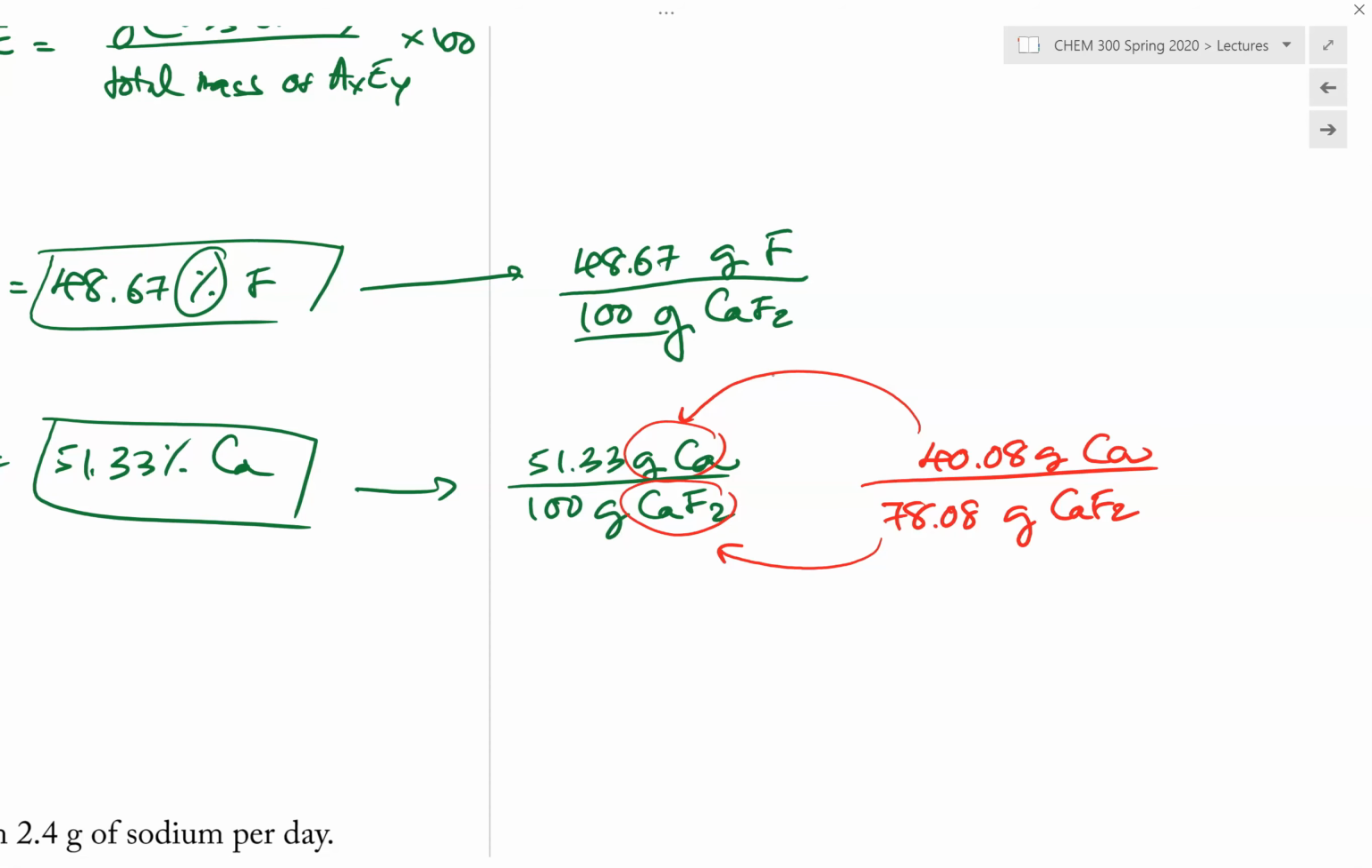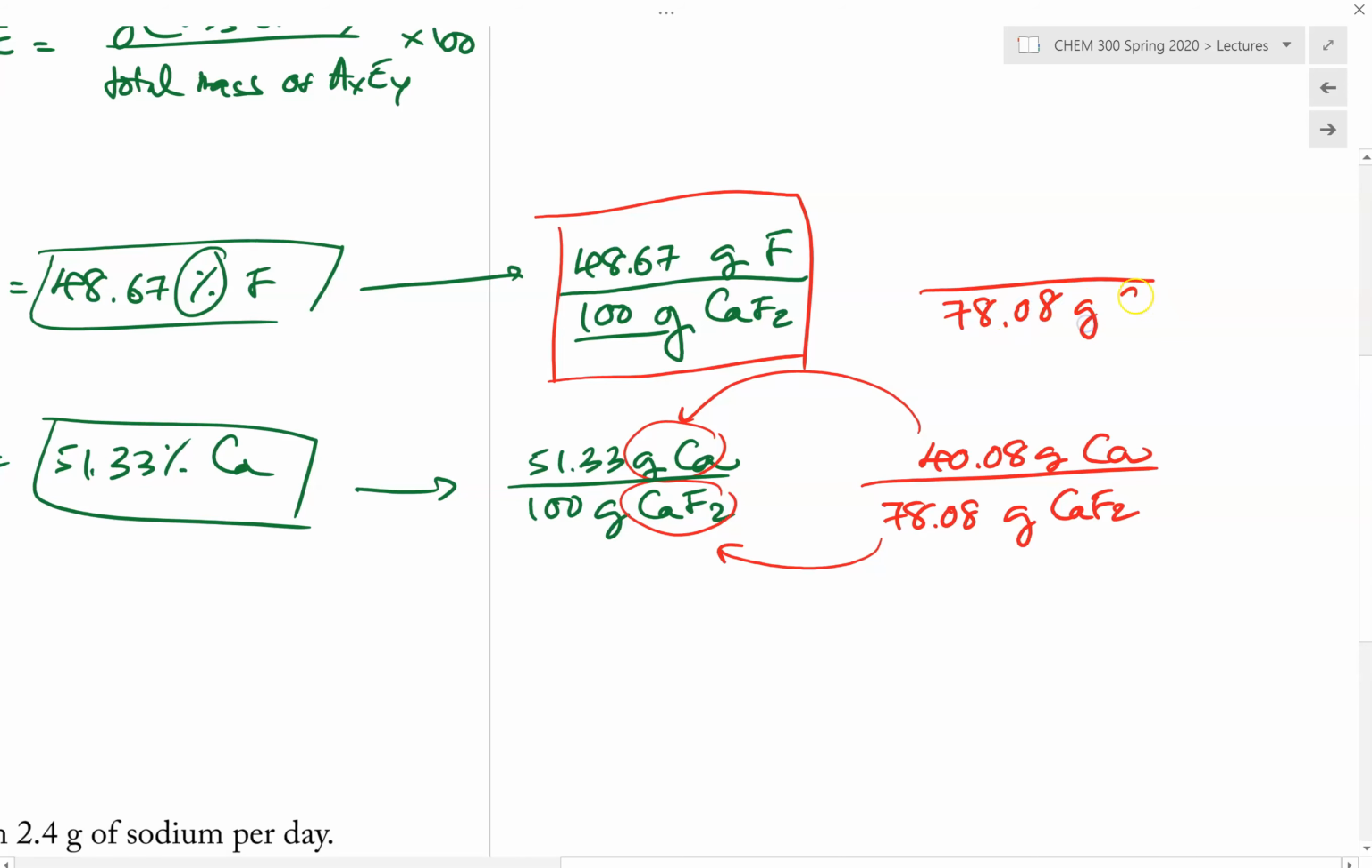So basically, the percentage by mass as a fraction is very much similar to the mass ratio. And similarly, this would be the percentage of composition of calcium fluoride. And that is very much similar to how we would write this as a conversion factor using the mass ratio. And again, the molar mass of calcium fluoride is 78.08 gram of calcium fluoride.